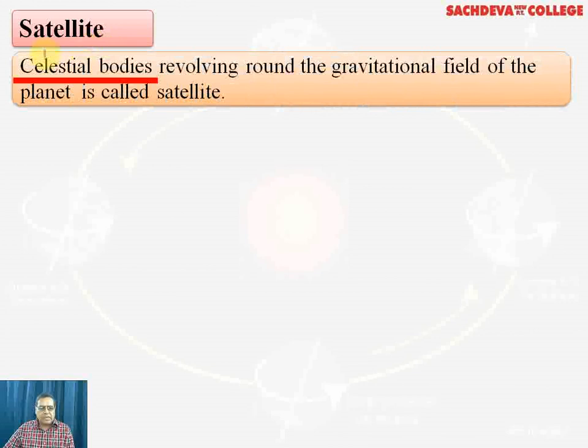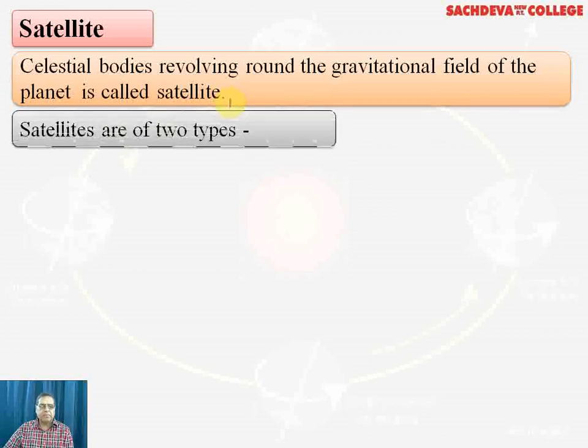When we use the term celestial, it means bodies which are in the universe, in the outer solar system or in outer space. So celestial bodies revolving around the gravitational field of the planet are called satellites. Every planet has a gravitational field, and any celestial body which is moving about that planet is what is known as a satellite.